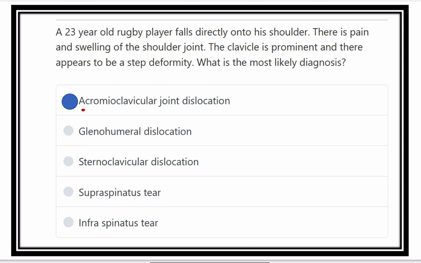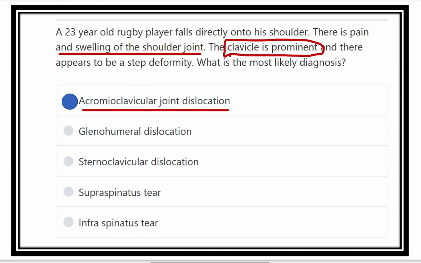So what is the answer? The answer is acromioclavicular joint dislocation, because there is pain and swelling in the shoulder joint, but the clavicle is prominent, so it is the key feature for acromioclavicular joint dislocation. And there is the step deformity. So two important points: one is the clavicular prominence, second is the step deformity, and among them the most important feature is that the clavicle is prominent. So when the clavicle is prominent, directly go for acromioclavicular joint dislocation.